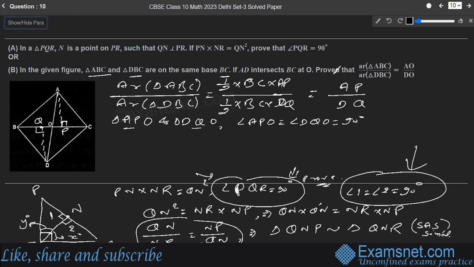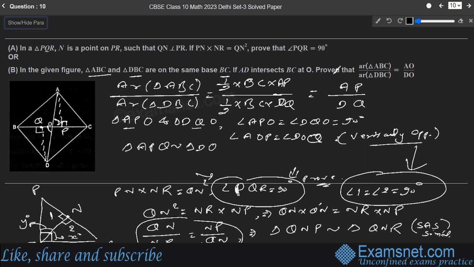Now, another angle that can be proven equal is angle AOP is equal to angle DOQ. Why so? They are vertically opposite angles. Vertically opposite angles are always equal in nature. So they are also equal. Now, these two angles are equal, so we can conclude triangle APO is similar to triangle DQO.